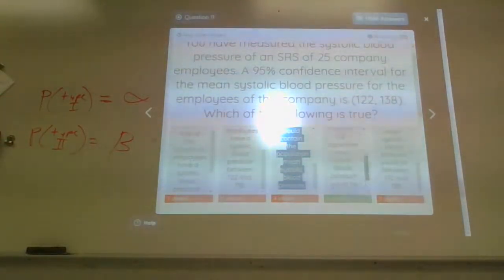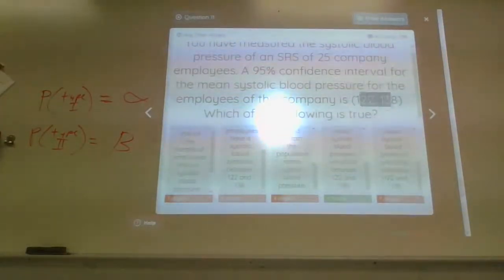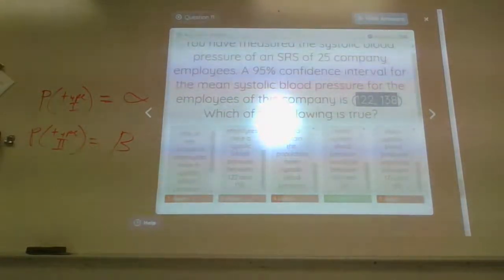Because 95% would get intervals between 122 and 138? No, we got it between that because of the sample that we took. If someone else did this and took a different sample, there's no guarantee 95% of the time they'd get something like this. I'm gonna leave myself a note. Question 11. I gotta fix it. Fix number 11. Anyway, we'll wrap it up there.